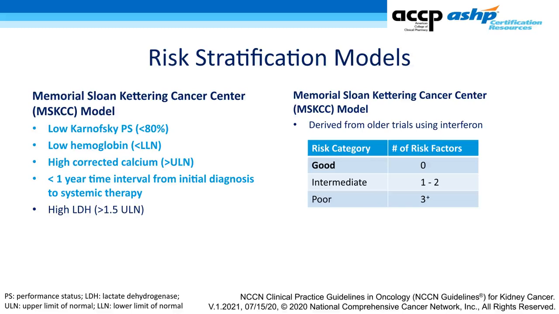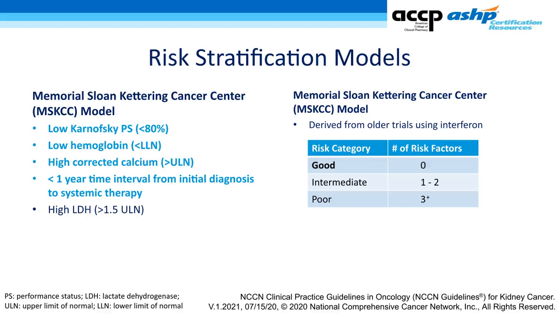If you had no risk factors, you had a good prognosis. 1 to 2 would be an intermediate prognosis. 3 or more would portend a poor prognosis. Now, this model was derived from studies in the interferon era of renal cell carcinoma.